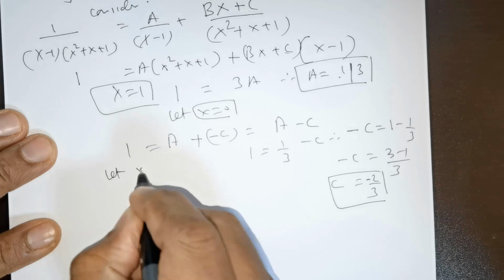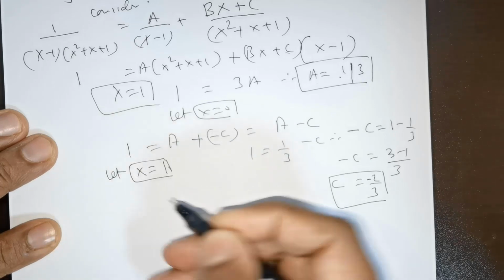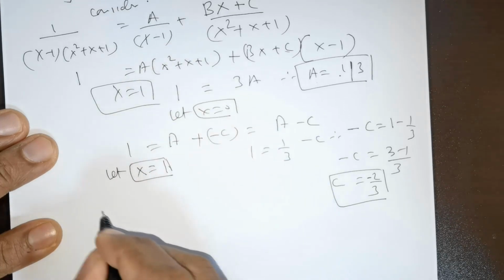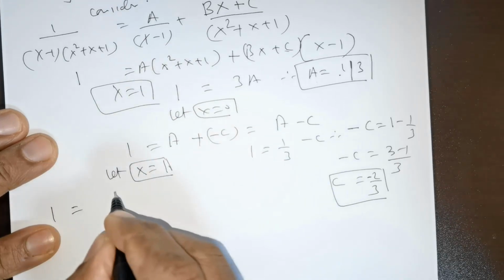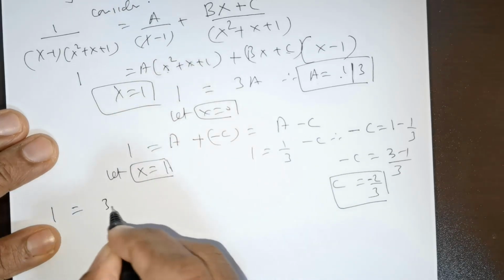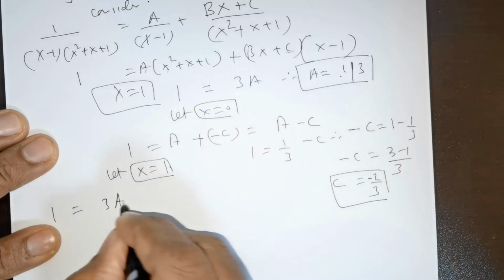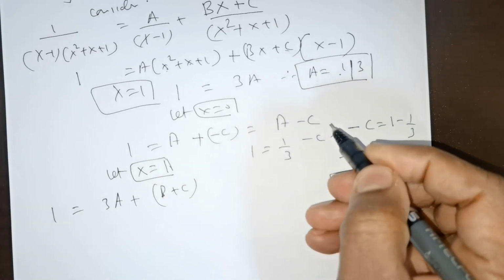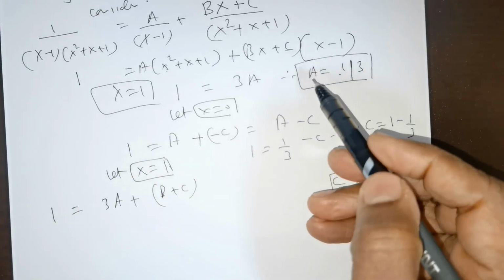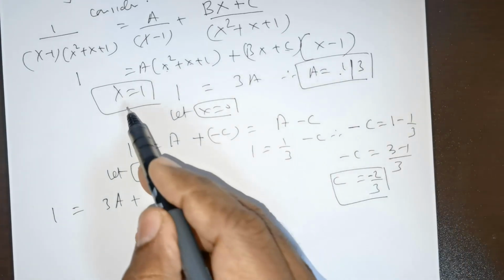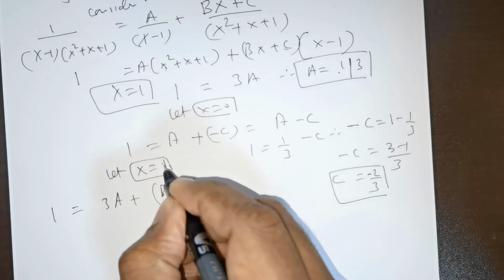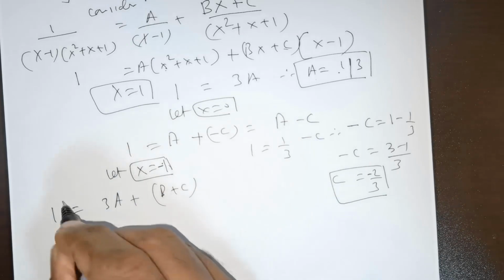So I will just take a random value, let x is equal to 1. So that means if you substitute it here, you get 1 is equal to 3 times a plus b plus c. Now we have already taken x is equal to 1, so I will just change it to x is equal to negative 1.